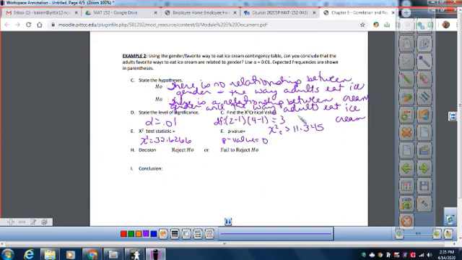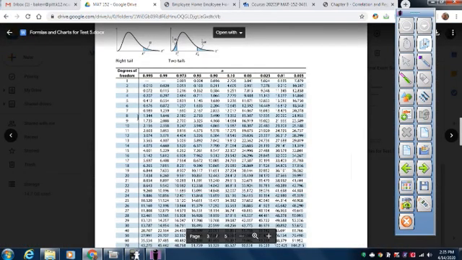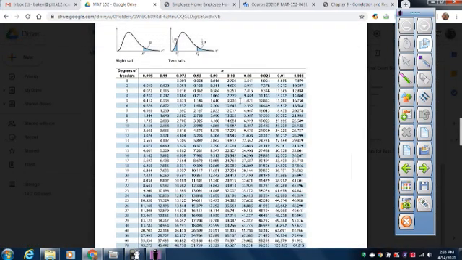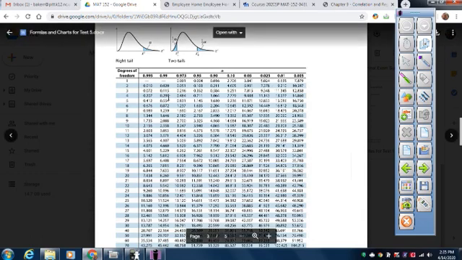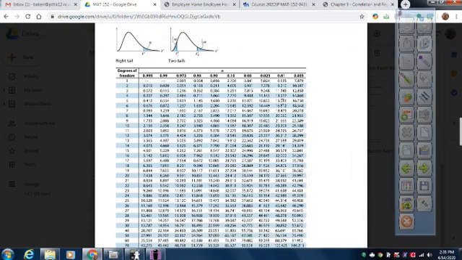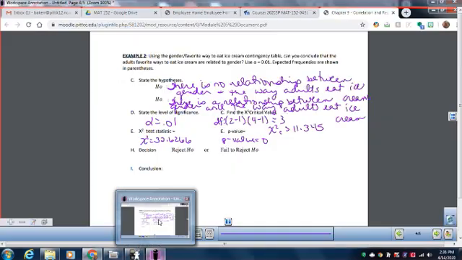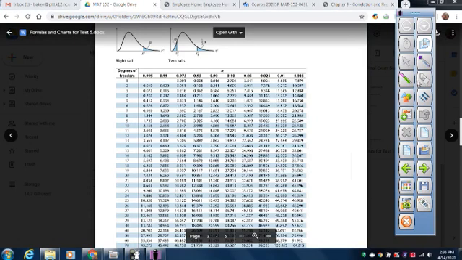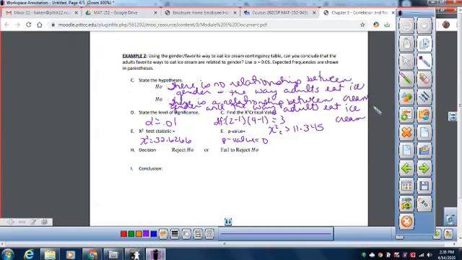That's smaller than 0.01. And let me go back to my table here. And so I should have done 5 minus 1 instead of 4 minus 1. So instead of 3 degrees of freedom, it's 4. So it's 13.277. Let me change all that. So this should have been 5 minus 1. This should have been 4. And this should have been 13.277.